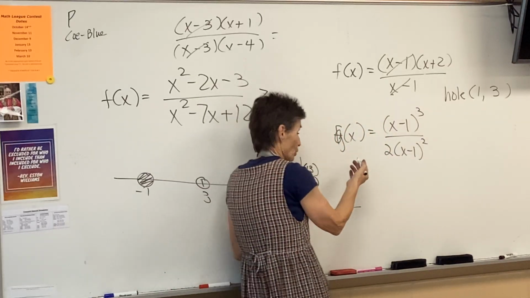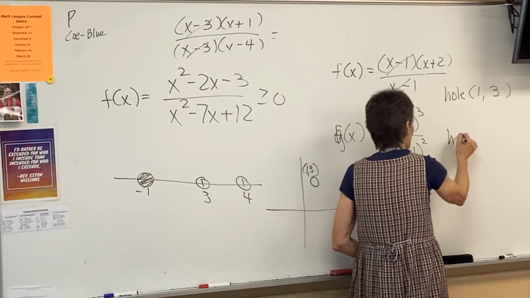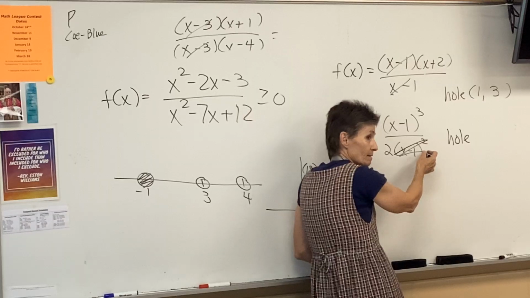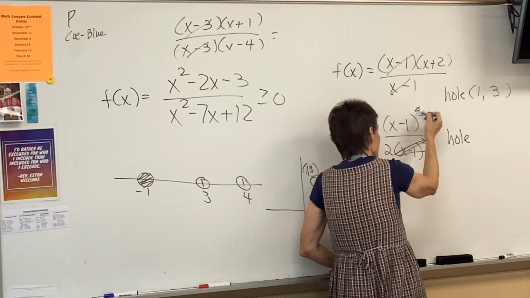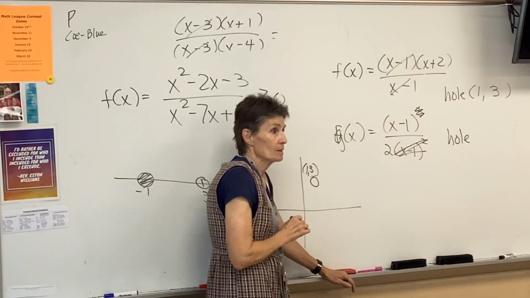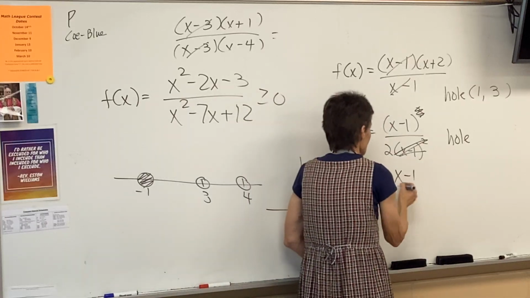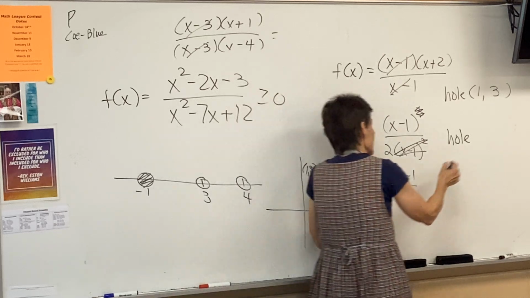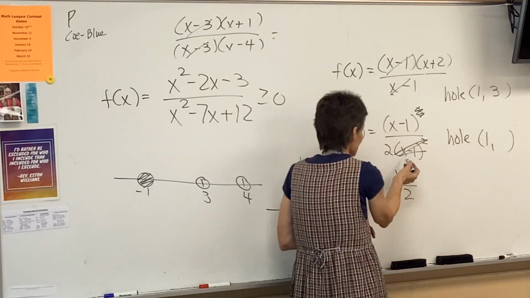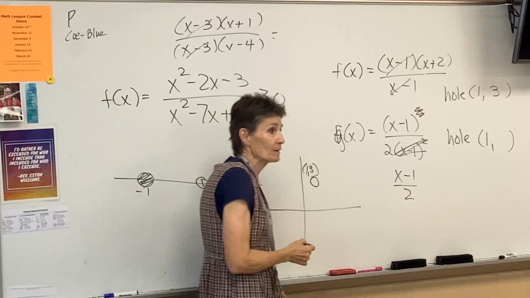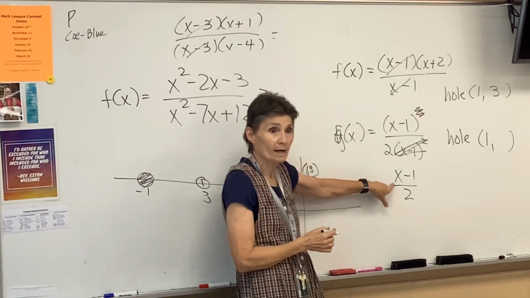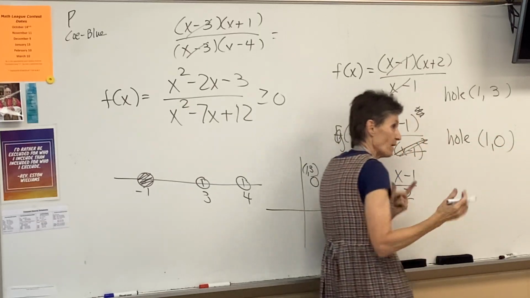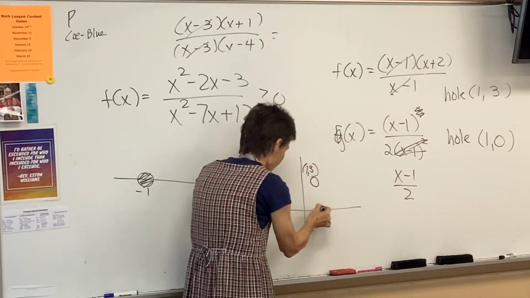Now, this one looks a lot scarier, but it's exactly the same thing. Because won't 2 of these cancel with 2 of those? So we have left (x minus 1) over 2. We're going to have a hole, and it's going to be where x is 1, because that's the factor that canceled out. This time, when I plug in 1, I'm going to get 0. Which is fine. So that hole would be like right here.